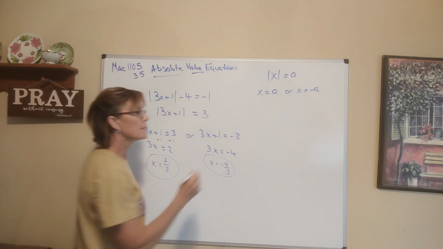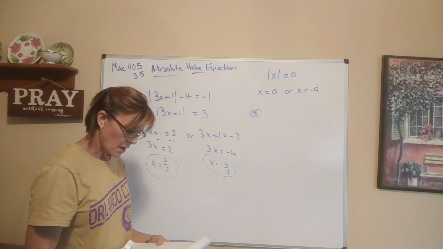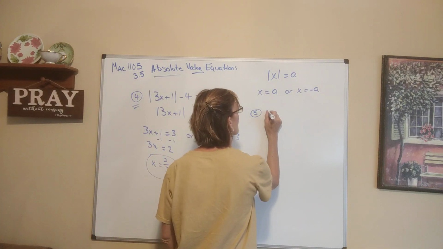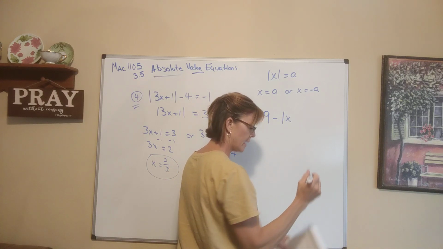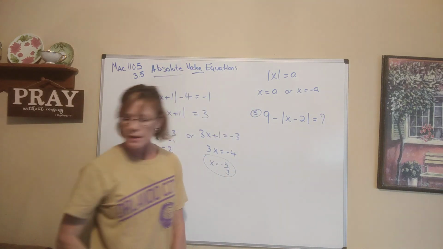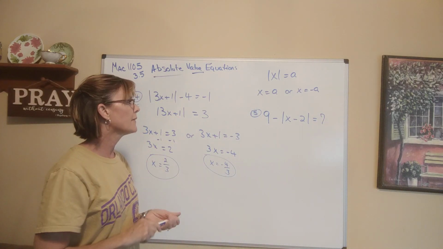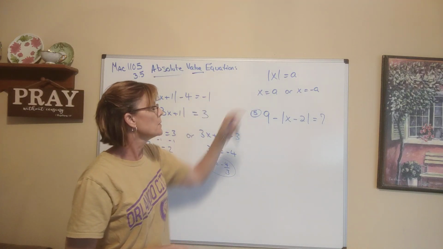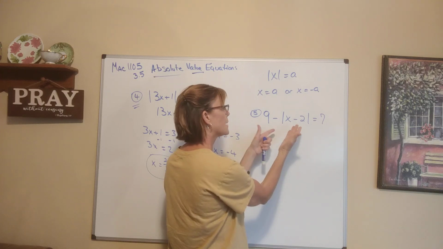Last example, example 5, goes like this. What if we have 9 minus the absolute value of x minus 2 is equal to 7? All right. We are not ready to apply this rule yet. The first thing we have to do is make it look like this form. We have to isolate, get by itself on one side of the equation, the absolute value term.